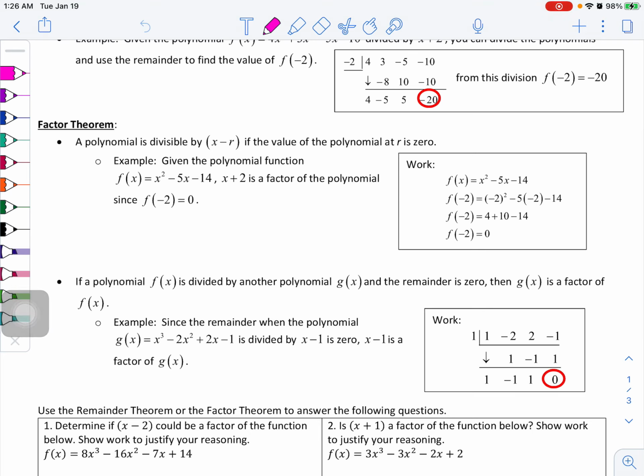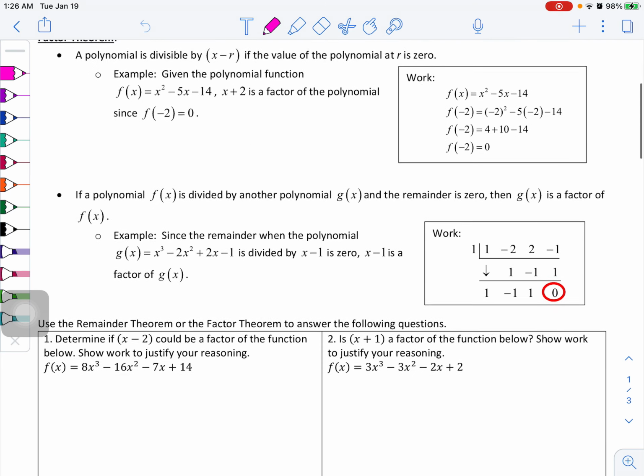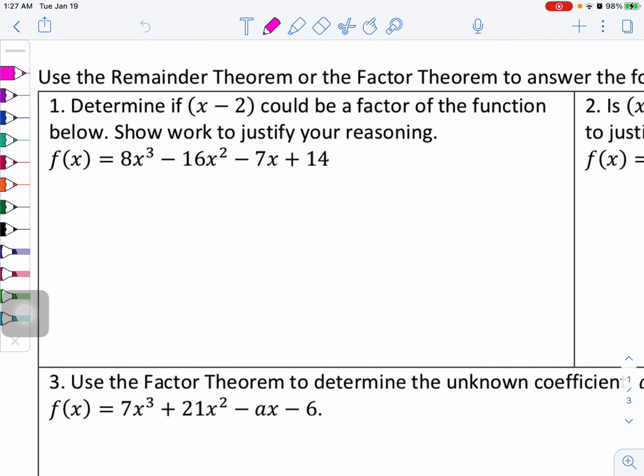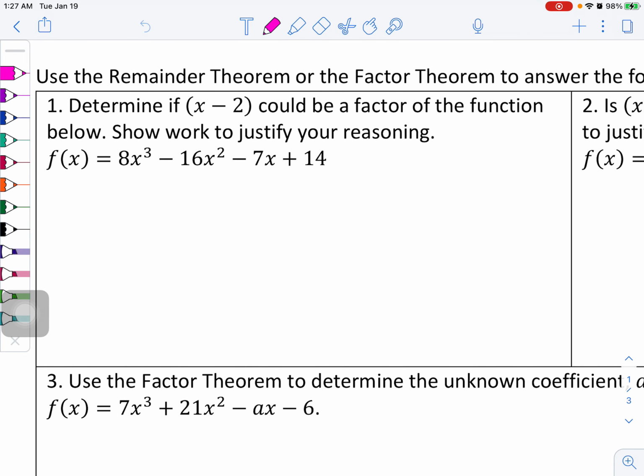So this first video is going to go through questions 1 through 4. The first two questions say to determine if x minus 2 could be a factor of the function, show work. So I'm going to zoom in on question number 1. Basically, I'm going to do this with a little synthetic division. I am going to start by finding the 0 of my factor. So x minus 2 is equal to 0, which means x is equal to positive 2.